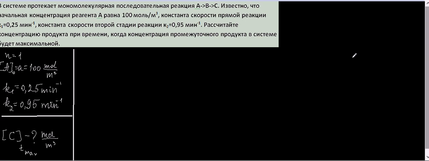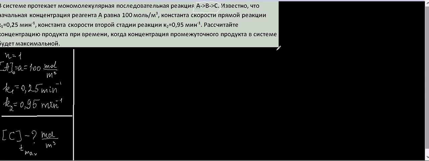Okay, now the text of a problem, I'm going to translate it into English right now. We've got a system in which a unimolecular consecutive reaction occurs, and the scheme of this reaction is represented here. And it's also known that the initial concentration of the reagent A is equal to 100 moles per cubic meter, and the rate constant of the forward reaction, K1, is 0.25 minutes raised to minus 1, while that for the second stage of the reaction is equal to 0.95 minutes raised to minus 1. They ask us to calculate the concentration of the product C at the time when the concentration of the intermediate in the system is the largest. Okay, it's what the problem itself is about.